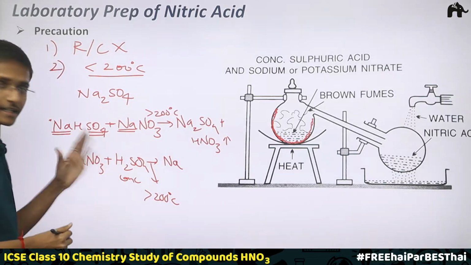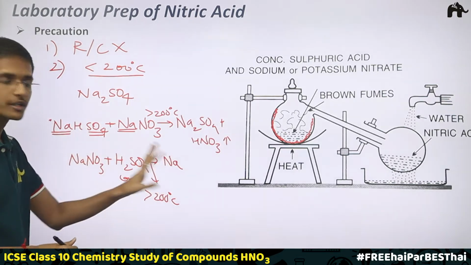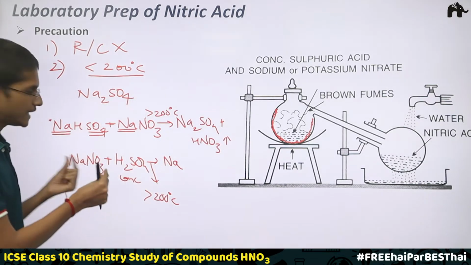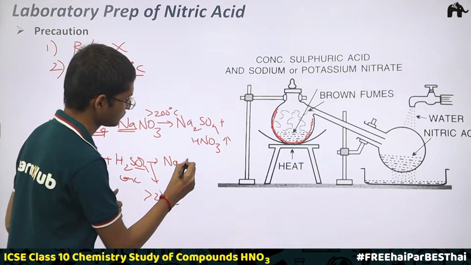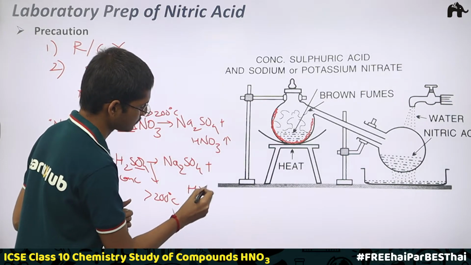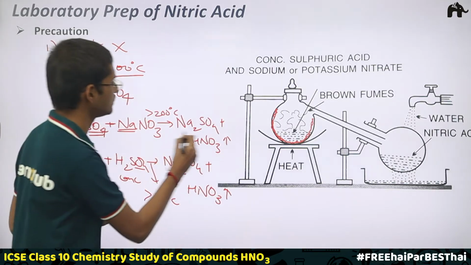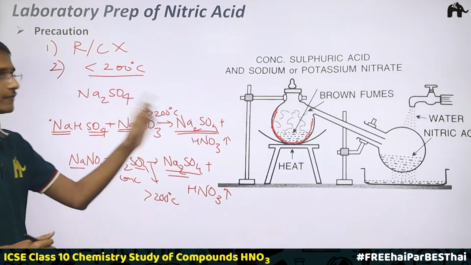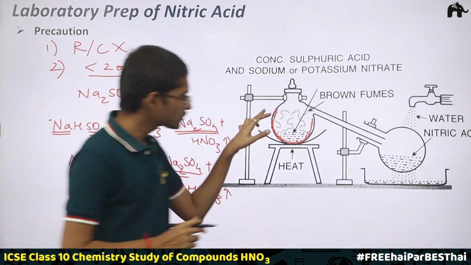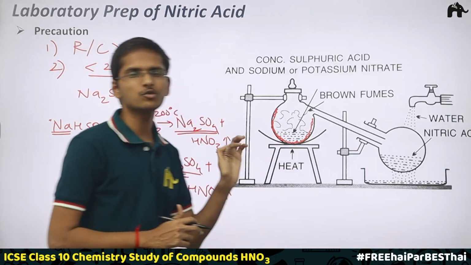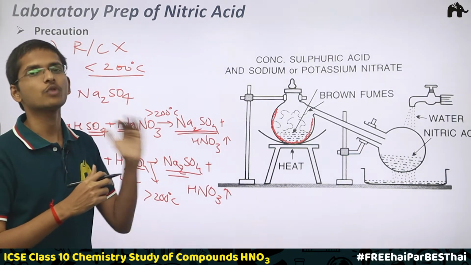So what would happen? Directly, from the initial point itself, I am making them react at a temperature above 200 degrees Celsius. So the sodium nitrate and sulfuric acid would react. What would they form? Sodium sulfate and nitric acid. So in both these reactions we are getting sodium sulfate, and I have told you what the problem is with the sodium sulfate. It forms a hard crust which sticks to the glass retort and it's very difficult to remove then. So it's favorable for us not to let the temperature go beyond 200 degrees Celsius.